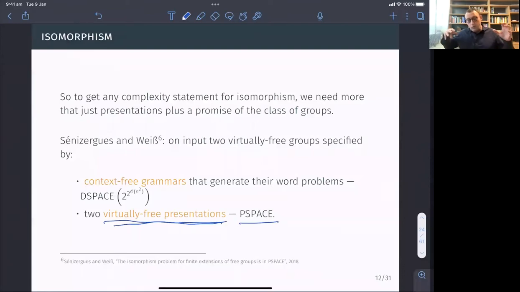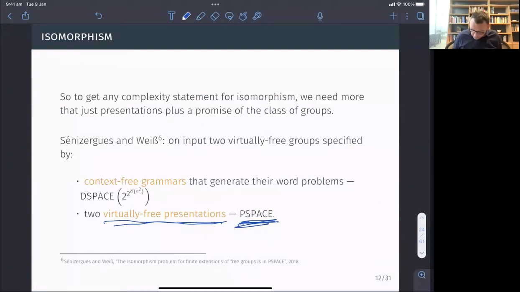Now, the groups that I'm talking about, called plane groups, are a subclass of virtually free groups. And remember that the result I'm trying to present, the title of this talk, is that if we're given two plane groups, isomorphism is in a class Sigma 3 P, which is below PSPACE. So our result is an improvement on these other results that are here.